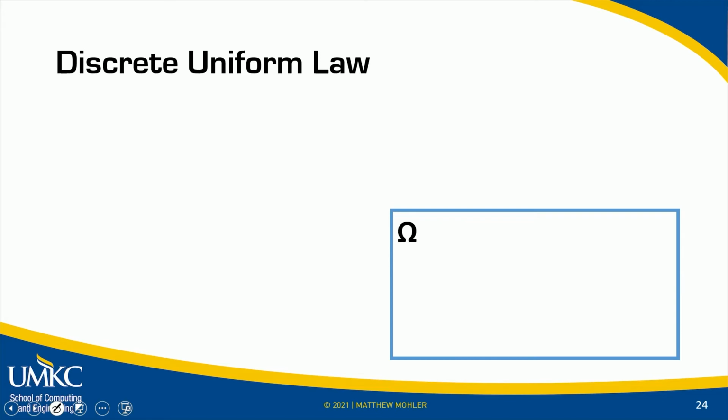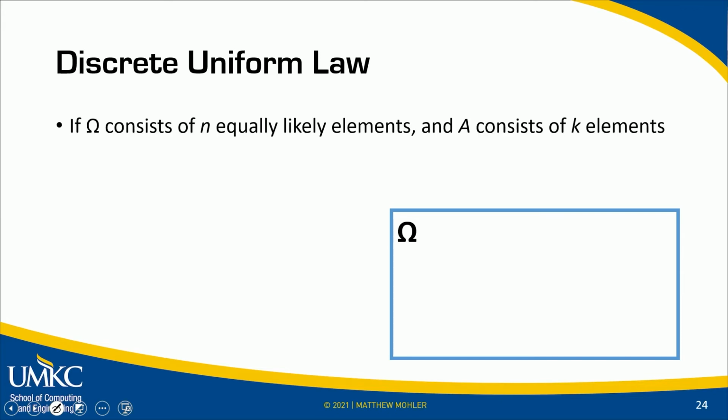Now, the next thing that we'll talk about that follows directly from that example is this thing called the discrete uniform law. And it basically says that if omega, our sample space, consists of n equally likely elements and A consists of k elements, so before we dig too much further in that, let's actually draw out what this looks like. We're going to have an element map here, all of these different elements, and we're going to say that there are n equally likely elements.